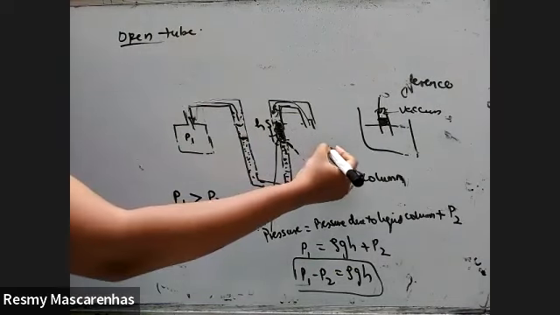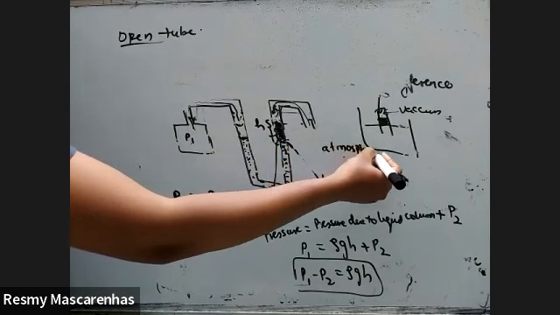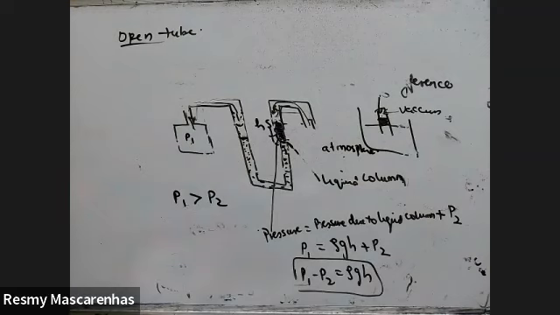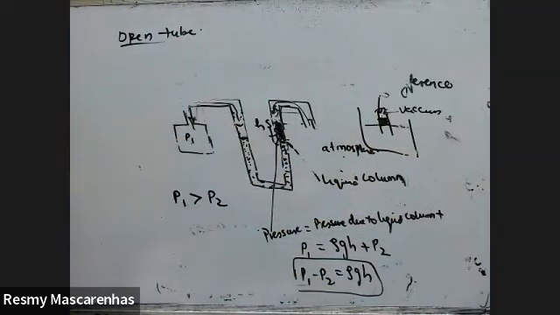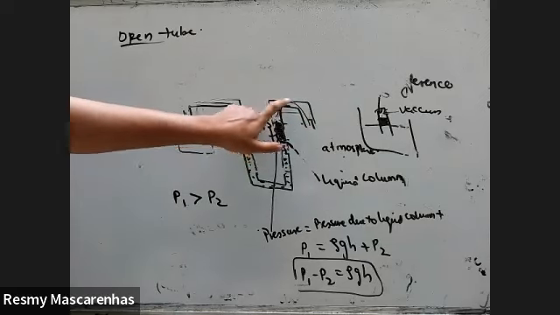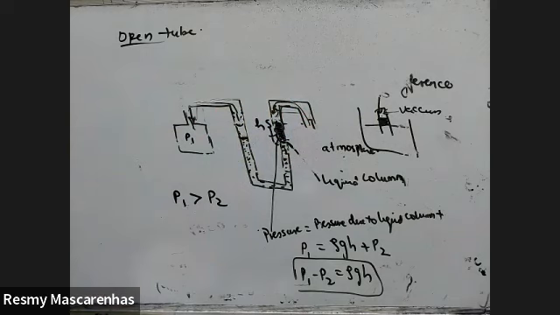Now for the open tube, I'll just open this up. It is open to the atmosphere. Can anyone tell me what I have to replace this with? What will be the pressure coming here? This is open now, open to the atmosphere. So what pressure from the atmosphere? What letter will I put there?